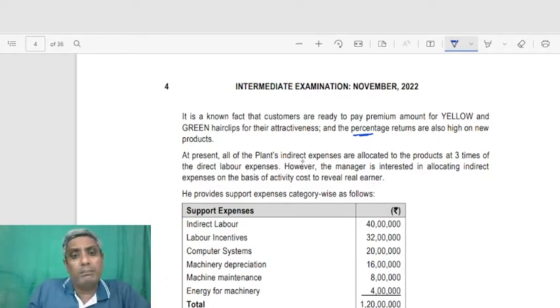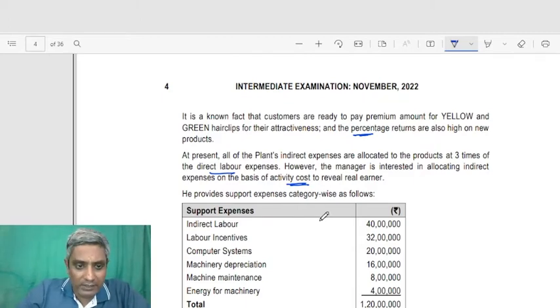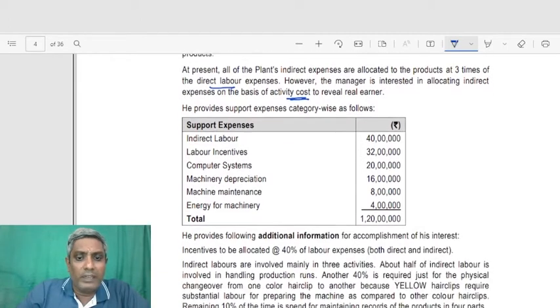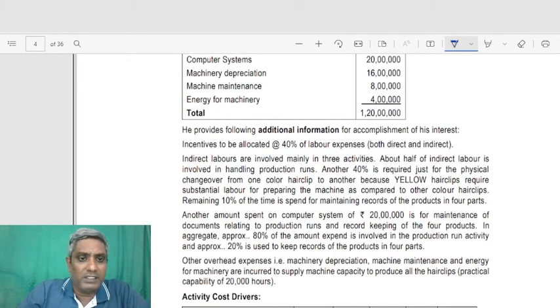At present, all the plant's indirect expenses are allocated to the products at 3 times of direct labor. That means you are following traditional overhead costing. Now, the manager is interested in allocating on the basis of activity-based cost to reveal the real earner. So, which of my hair clips is giving real income for me? Now, the support expenses are given and all the details are given here. He provides the following additional information for accomplishment of his interest. Incentives are to be allocated at 40% of labor expenses, both direct and indirect.